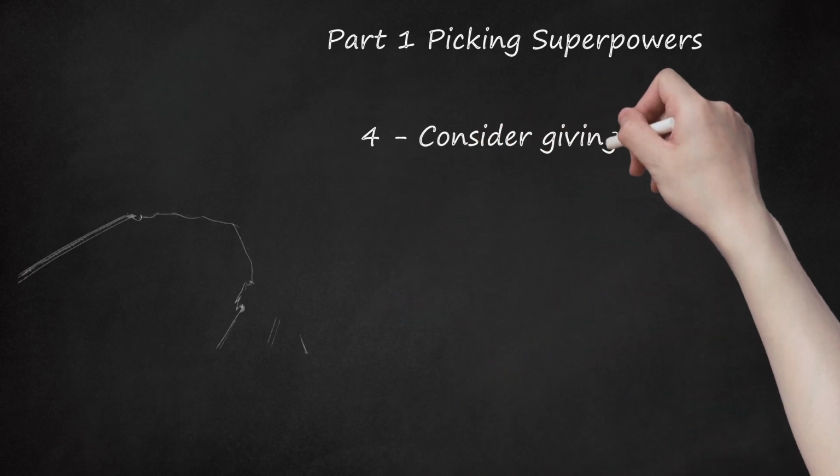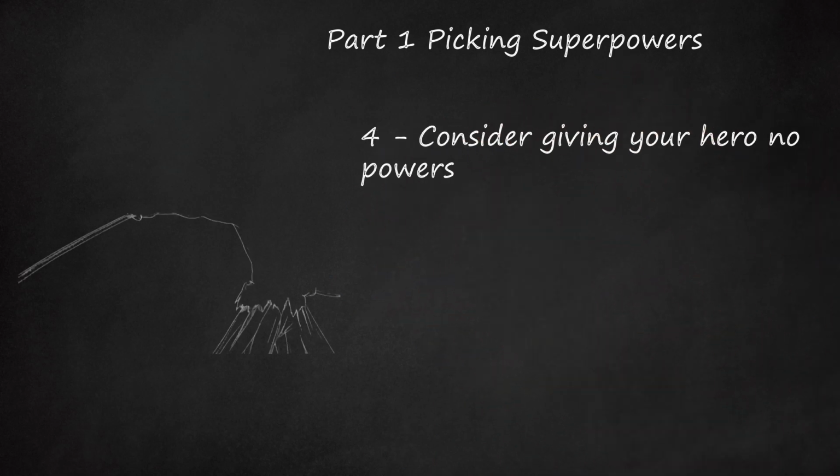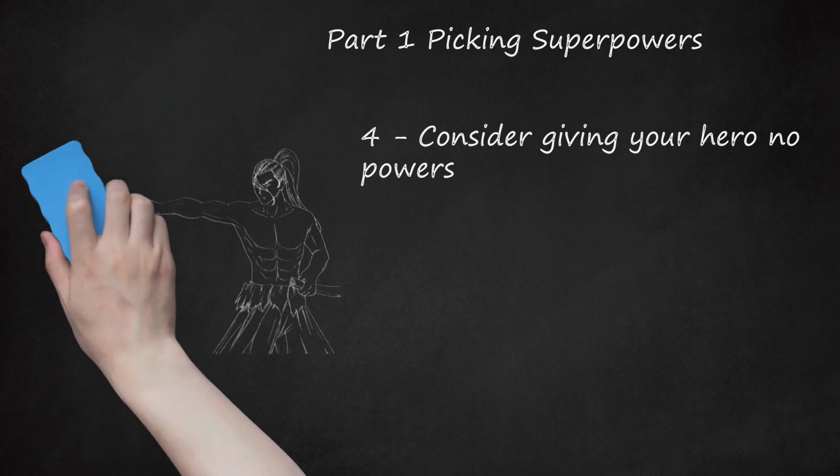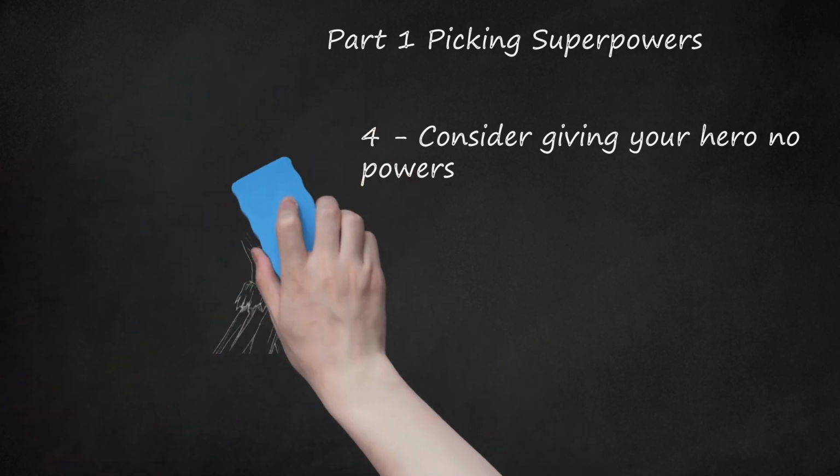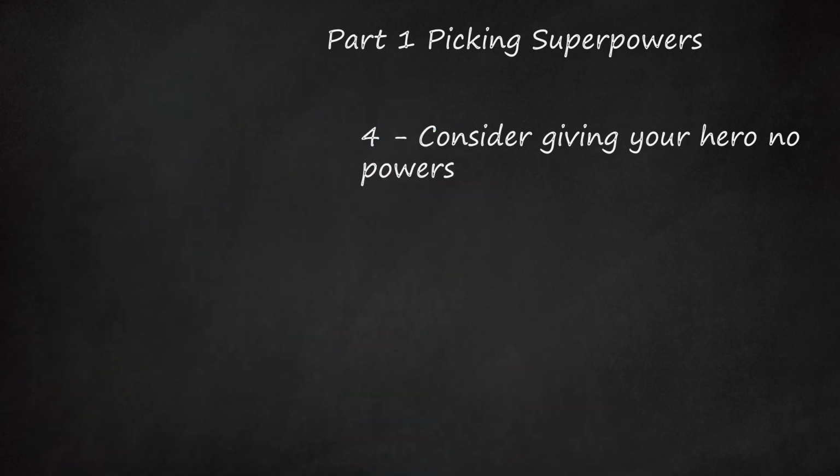4. Consider giving your hero no powers. In some comic books, the heroes might not have any superpowers at all. Iron Man, Hawkeye, and Batman are characters with no actual superpowers, other than their smarts and sweet gear. While these characters are often independently wealthy enough to pay for all the sweet armor and gadgets they use, it adds a unique humanity to the characters.